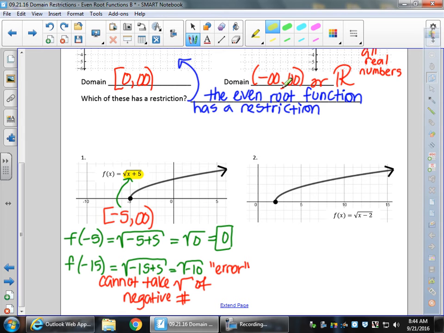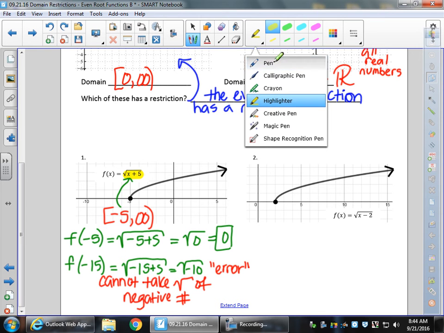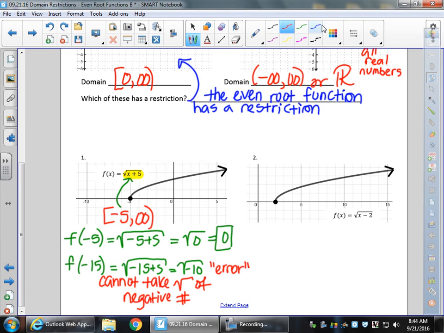Yes? So we are saying, here's the key moment, we are saying x plus 5 has to be greater than or equal to 0. We're saying what is underneath the radical sign has to be greater than or equal to 0.